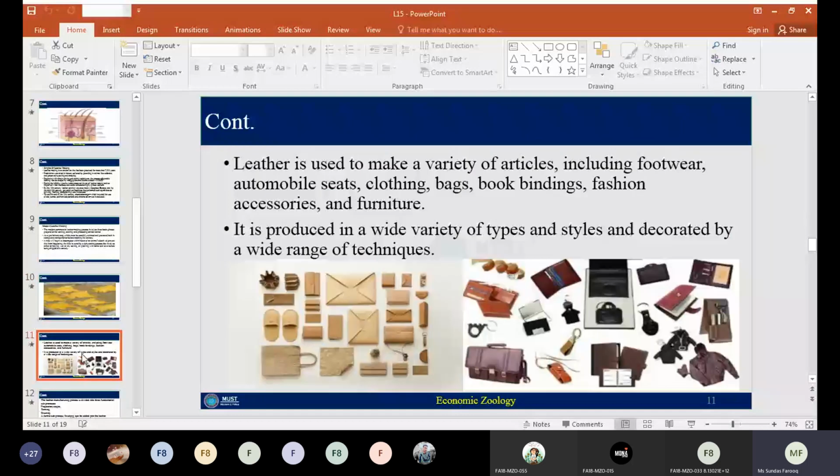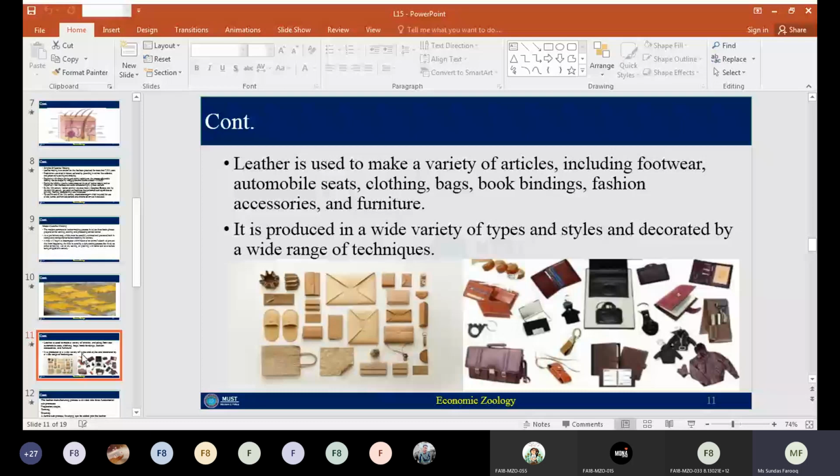And if we generally discuss what the utilization of leather is, leather is actually used to make a variety of articles including footwear, automobile seats, clothing, bags, book bindings, fashion accessories, and furniture. It is a product that is produced in a variety of types and styles, and they are decorated by a wide range of techniques.